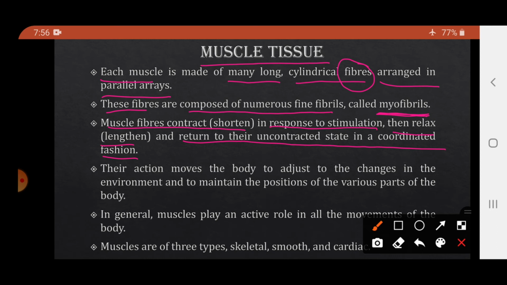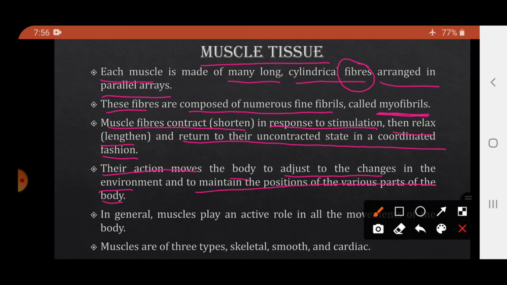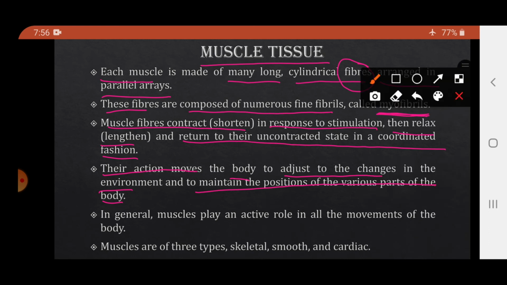Now what is their function? Their action moves the body to adjust to the changes in the environment and to maintain the positions of the various parts of the body. So by the action of the muscle tissue, our body moves and makes the possible changes which help us to adjust to the surrounding environment, and it also maintains the position of the various body parts. In general, we can say muscles play an active role in all movements of the body. अपनी बॉडी में जो भी कोई मूवमेंट होती है, it is all due to the muscles.